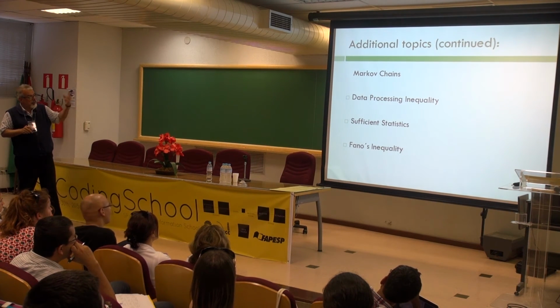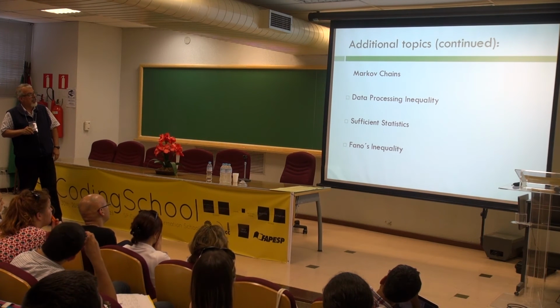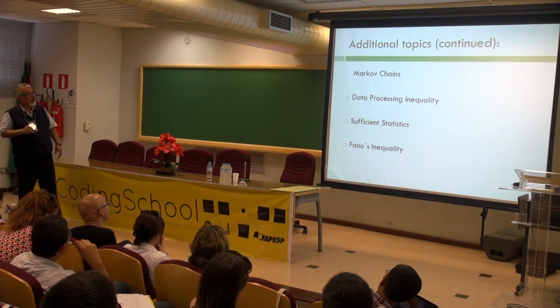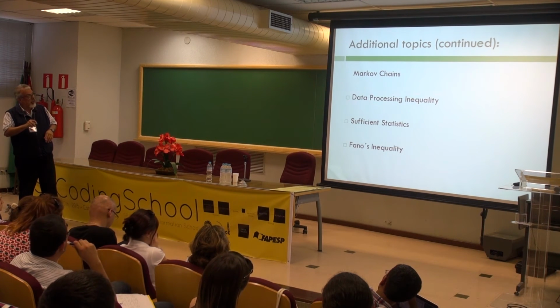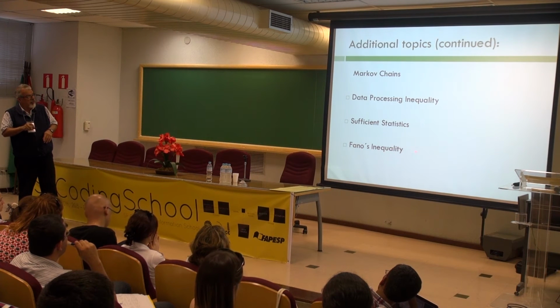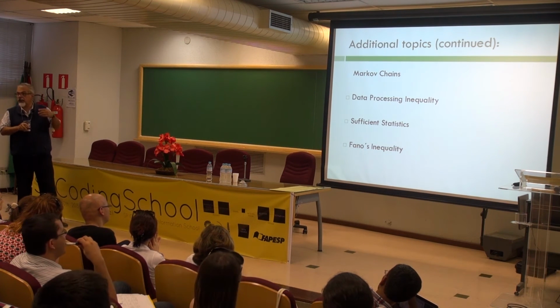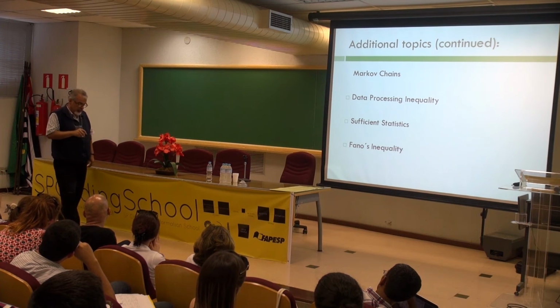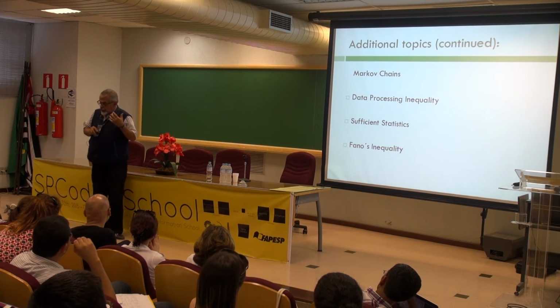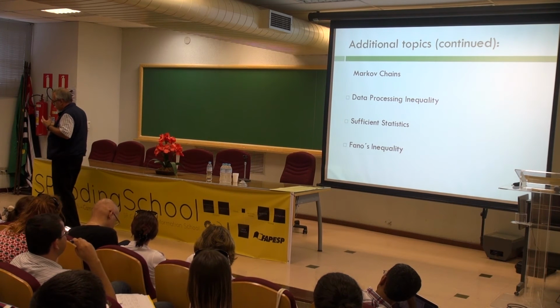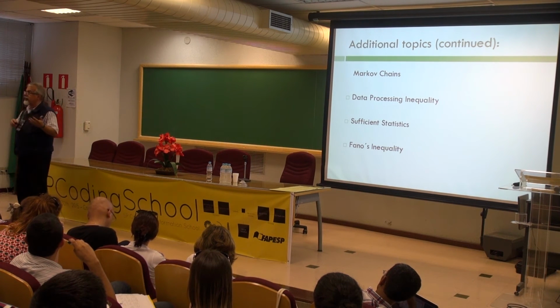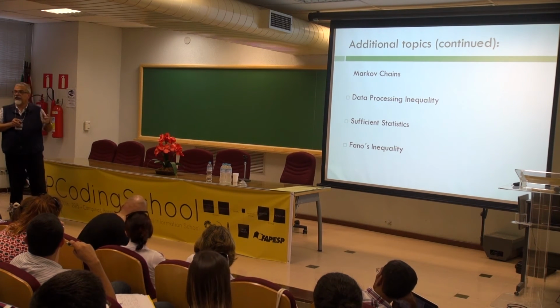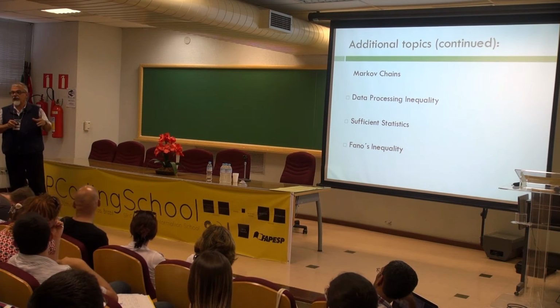So, additional topics that could be looked at in the same chapter of the book by Shannon: Markov chains, the data processing inequality in its full expression, sufficient statistics. And this is something that's very important. Fano was a colleague of Shannon at MIT. They all worked there as professors. Shannon needed some inequality to prove the converse of his theorem, and Fano is the one that came up with this inequality.